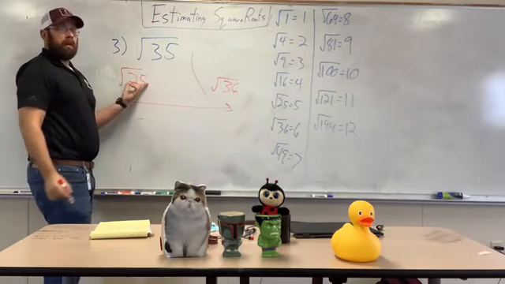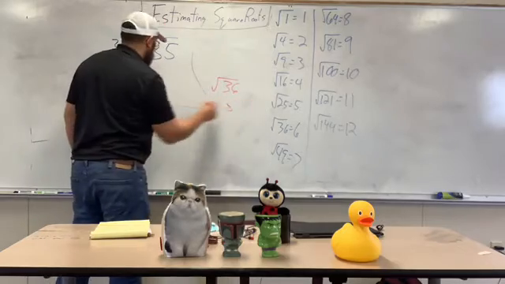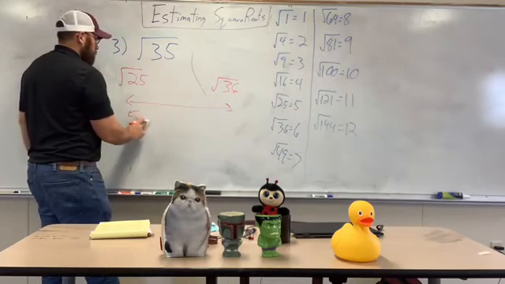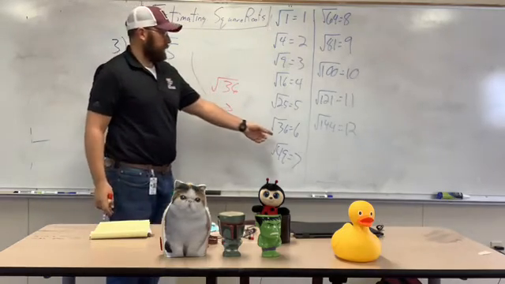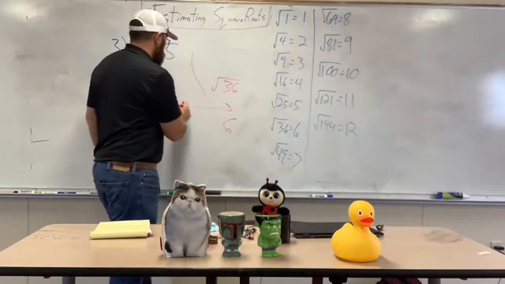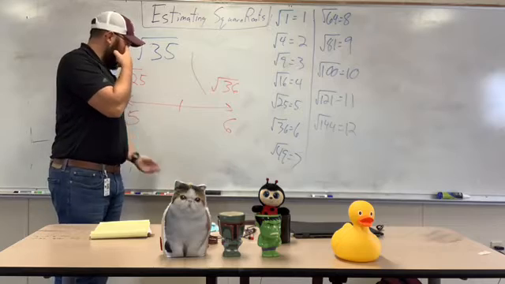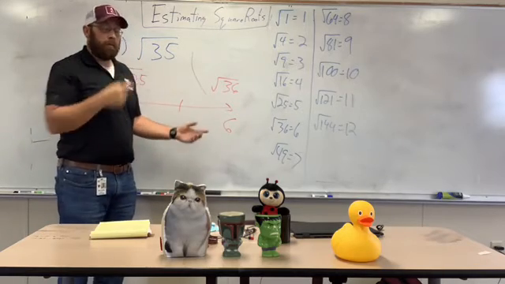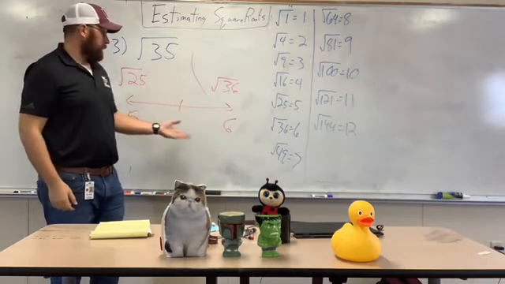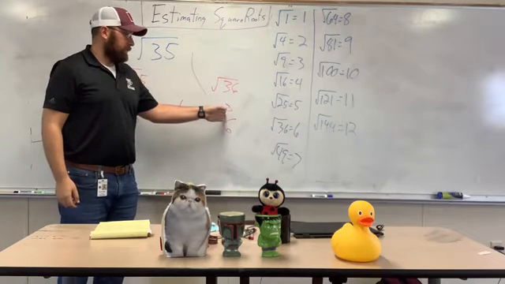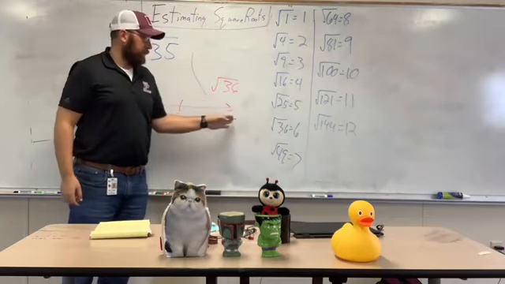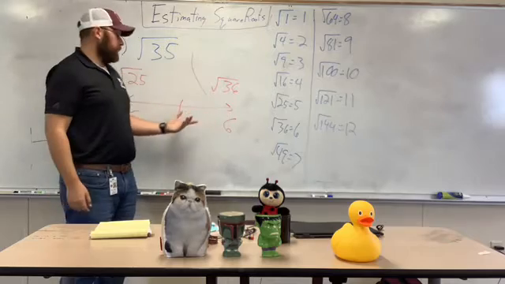Now what is the square root of 25? It's 5. What is the square root of 36? 6. So now I know my answer is going to be in between 5 and 6. I know my answer is going to be 5 point something because it can't be 6 because that would be 36 and it can't be over 6. So my answer is going to be 5 point something.